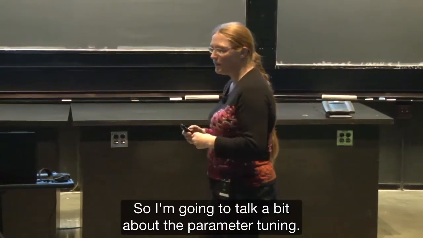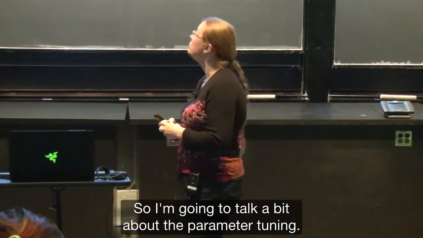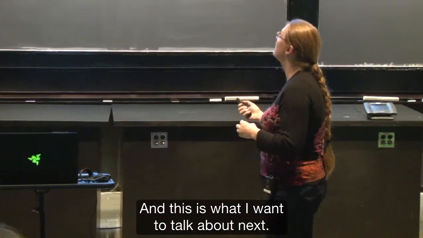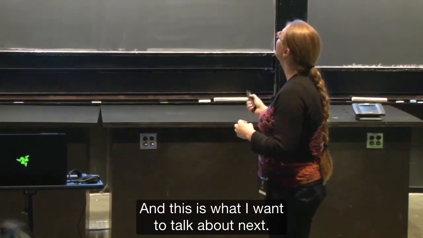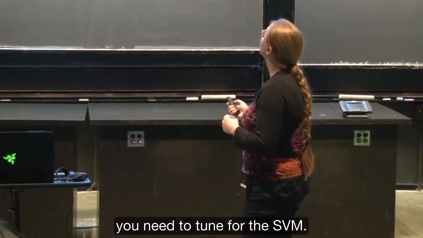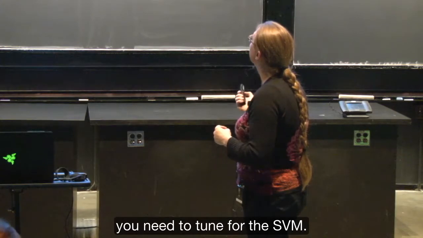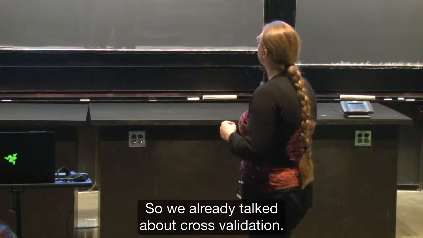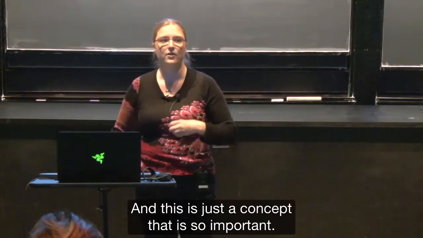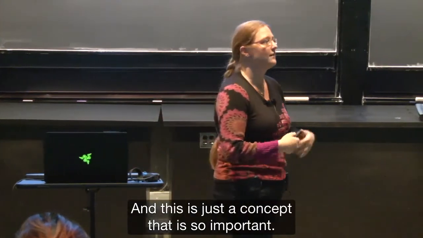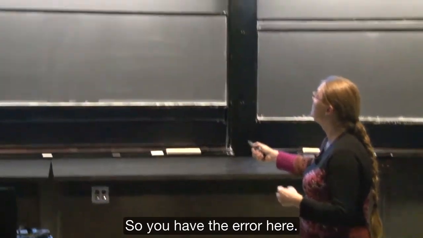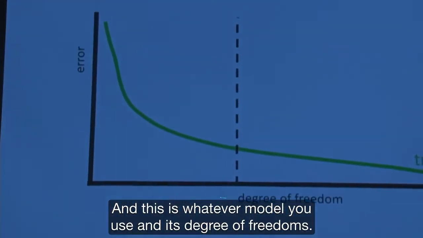I'm going to talk a bit about the parameter tuning, because you need an evaluation metric for it, and this is what I want to talk about next. This is just a recap of what you need to tune for the SVM. We already talked about cross-validation, and it is such an important concept that I want to go over it again. You have the error here, and this is whatever model you use in its degrees of freedom.